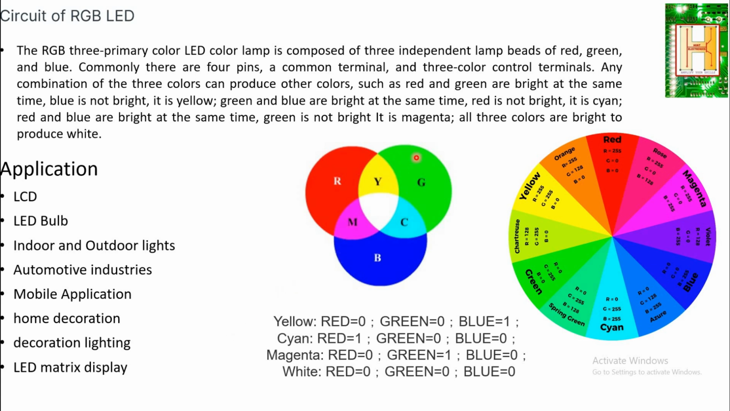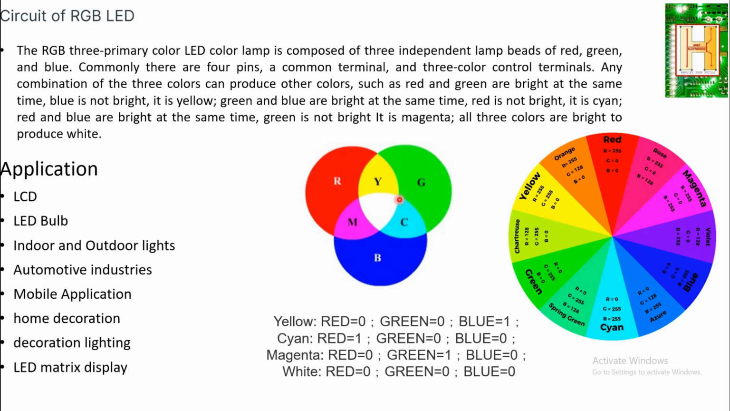As we can see here, if we combine green and red, it will give the output as yellow color. If we combine red and blue, it will give magenta, and if we combine green and blue, we can get cyan, and if we combine all of them, we get a white color at the output. So typically we can get a red color, rose, magenta, violet, blue, yellow, green, spring green, and so many more. Today we are going to make an experiment where we can get this output.